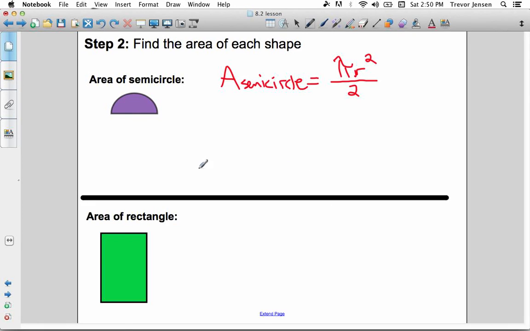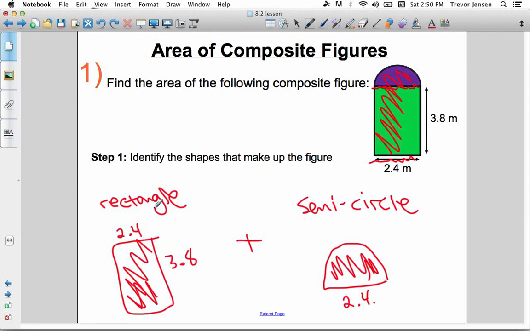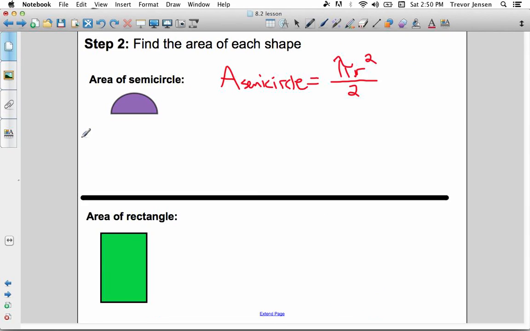Okay, so to find the area of this, the only variable I need to know is the radius. If we look back at our diagram, it doesn't give us the radius, it gives us the diameter. But that's okay. I know the radius is half of the diameter. I know radius equals diameter divided by 2. I know the diameter is 2.4. Half of 2.4 is 1.2. So I know the radius is 1.2 meters. So let's plug that in. So pi times 1.2 squared, divide that by 2, and let's figure out our answer.